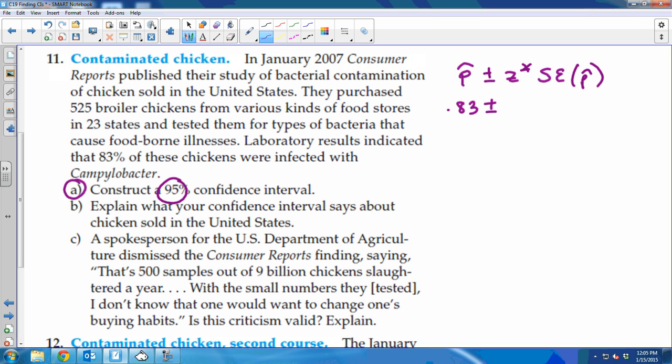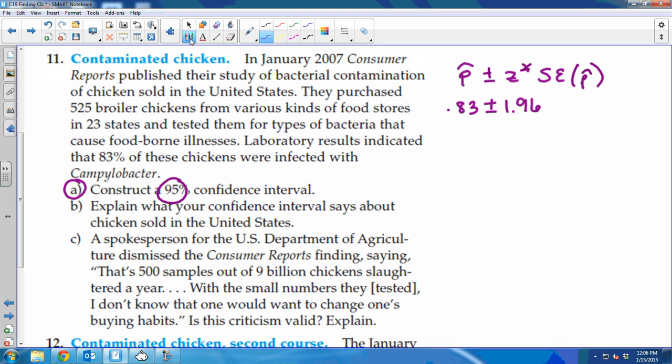1.96. If you didn't remember, you would think about that little model. We want the middle 95%, so that means there's 5% left over, 2.5% on each side, and you would use inverse norm to figure out one of those pieces, and it would have been 1.96, right? So if you don't remember, you can still figure it out.